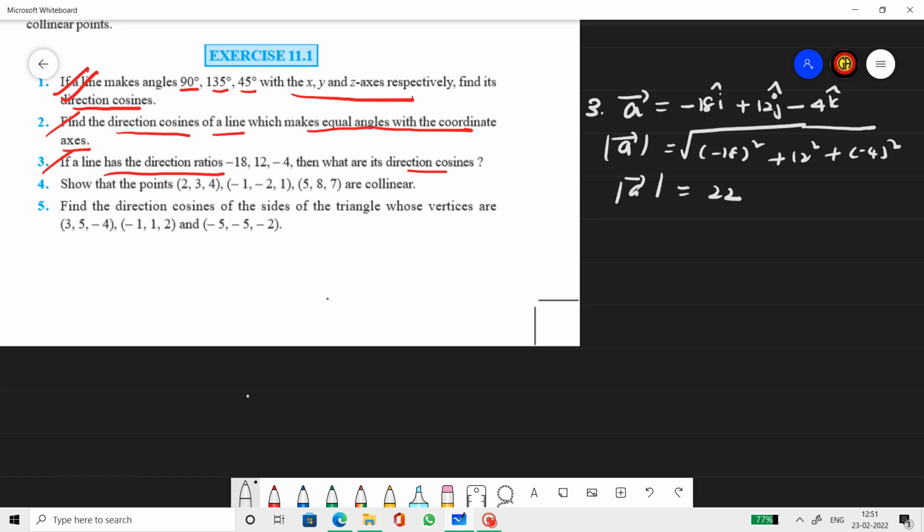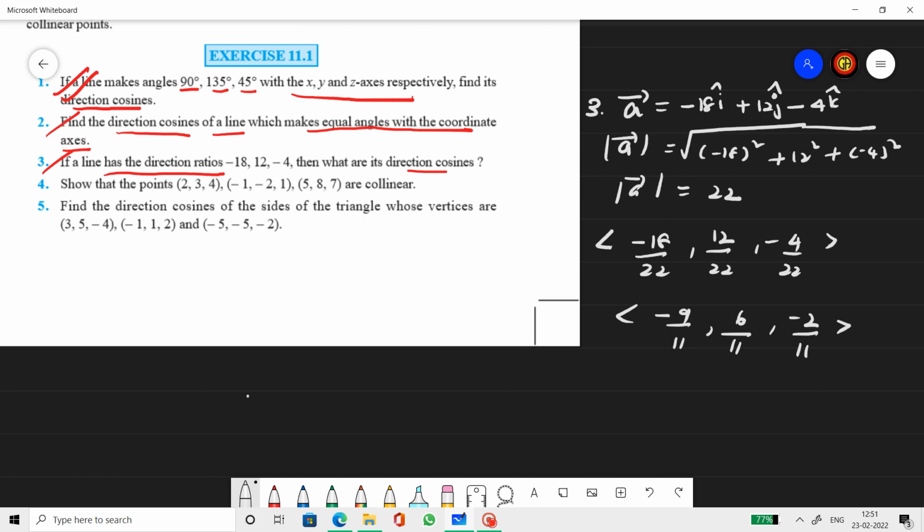the DC is the DR divided by the magnitude. So DC would be minus 18 by 22, 12 by 22, minus 4 by 22, which you can further simplify and write as minus 9 by 11, plus 6 by 11, and then minus 2 by 11. So this is the third sum.